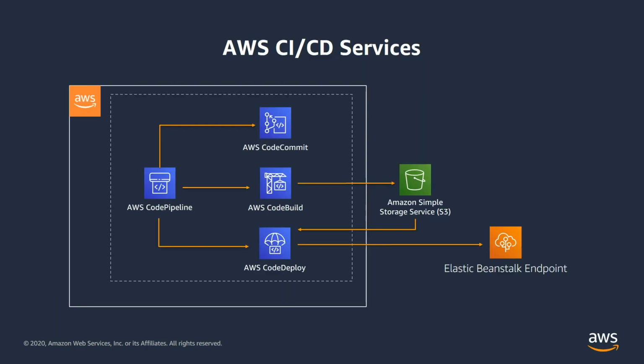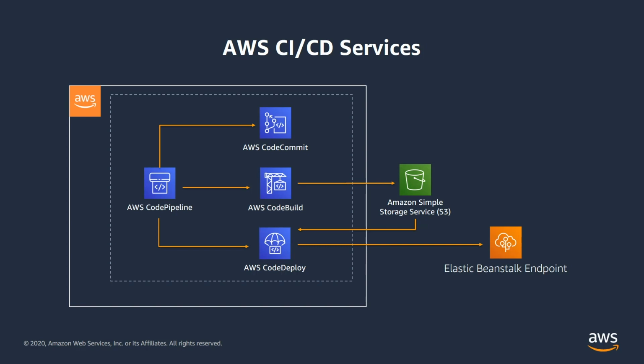So let's take a look at what our pipeline is going to look like in this video. First, we are going to host our source code in AWS CodeCommit. Then, we are going to set up the pipeline so that whenever we commit our change in CodeCommit, it will trigger our AWS CodePipeline to build the application, run unit tests, and deploy the application to Elastic Beanstalk.